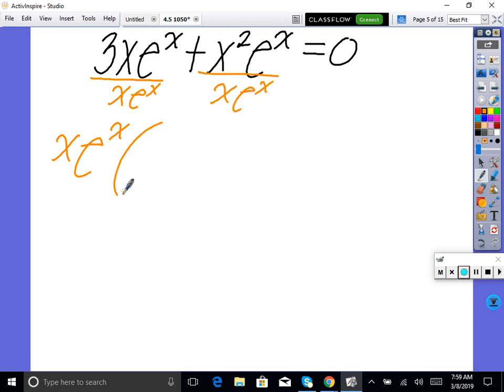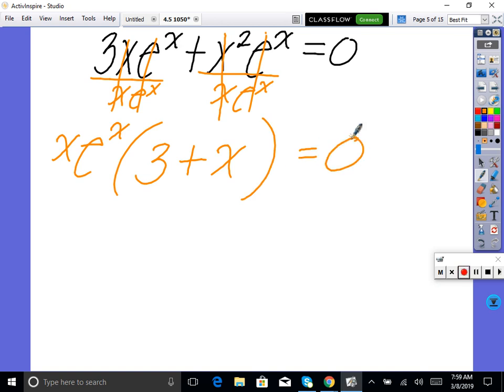So then left in my parentheses, x and e to the x divided out, so 3. Then plus sign. X squared and x divide out, so don't we just have x? And then my e to the x's divide out. And then we have equals 0. So now, don't we set each of those equal to 0 and solve?